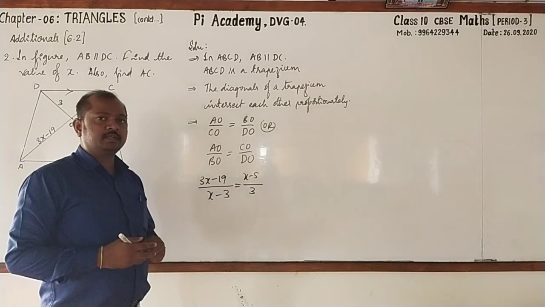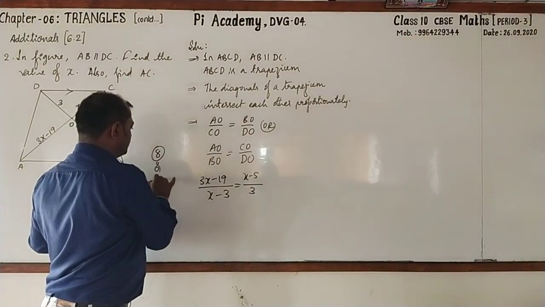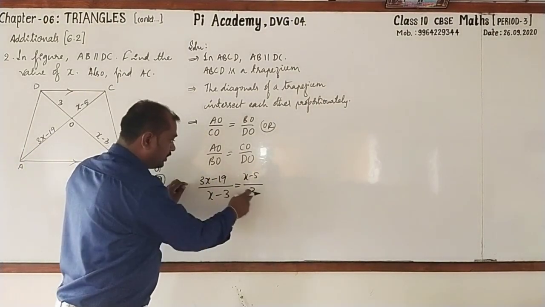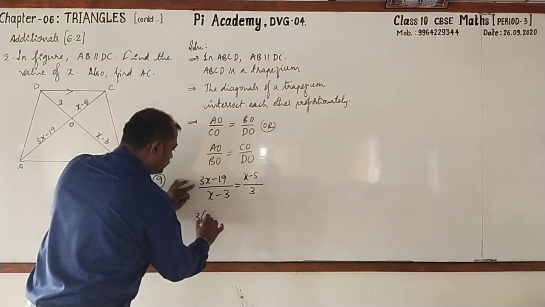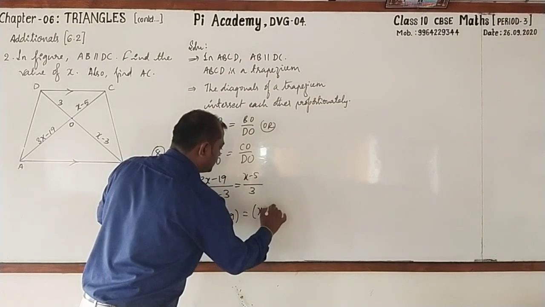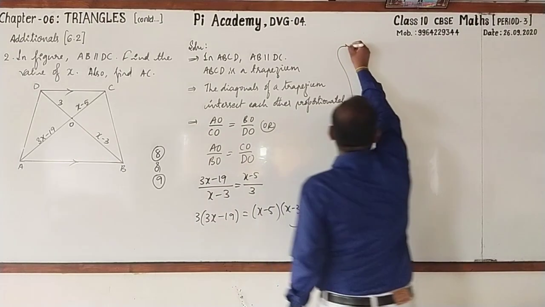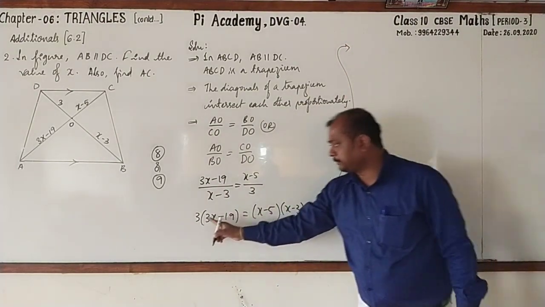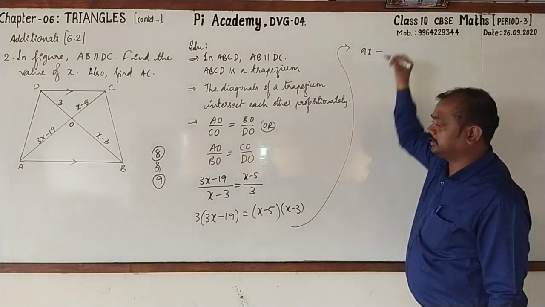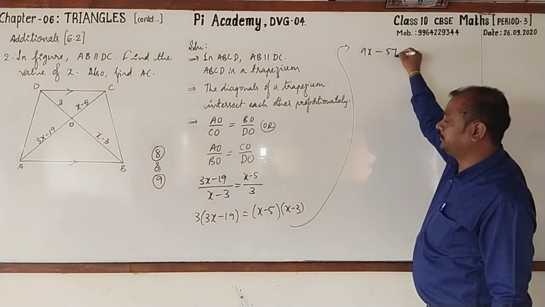Yes, hope that you have solved it. And then what is the value of x? Yes, it may be either 8 or 9. Is it not? Okay, once you observe. Cross multiply. Here 3 into 3x minus 19, cross multiply this, x minus 5 as it is, multiply x minus 3. Then let me continue that here. Multiply 3 with both the terms. 3 3s are 9, 9x. Minus 19 3s are 57.